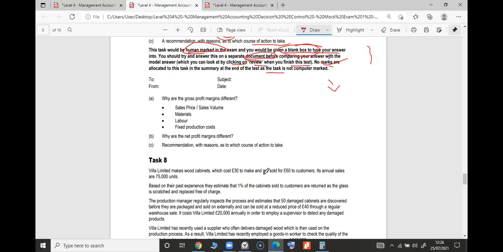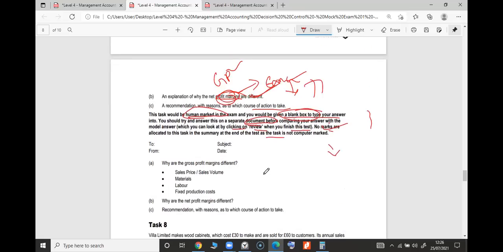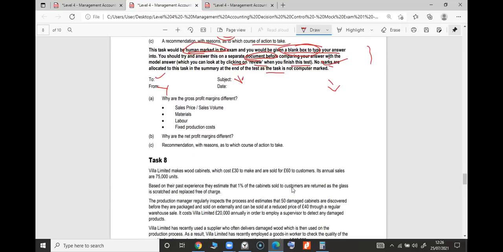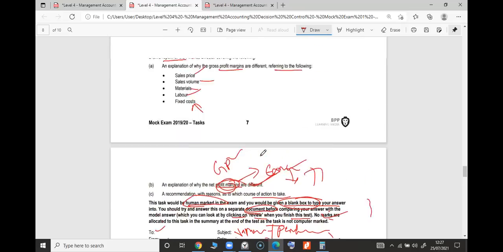So there are only 3 parts: A, B, C. To, maybe your boss, from, of course, you. The subject: there are quite a few subjects you can write. Or if you want to be specific, gross profit, net profit, and performance of the business. And the date, the exam date: day, month and complete year. That's what you do.